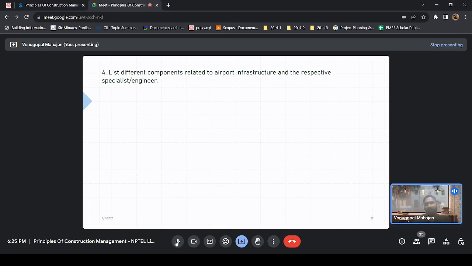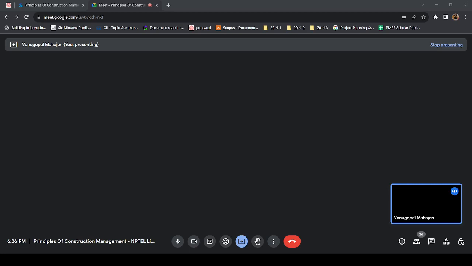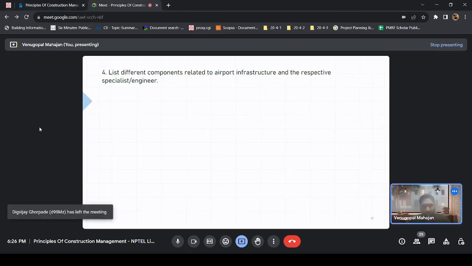List different components related to airport infrastructure and the respective specialist or engineer. How many of you are not willing to do this exercise? If you are not willing, we can directly move to objective type questions again. Okay, anybody who would like to answer? Who would like to start?